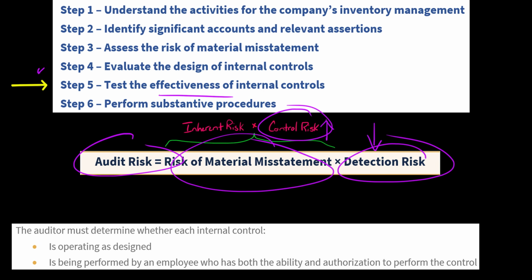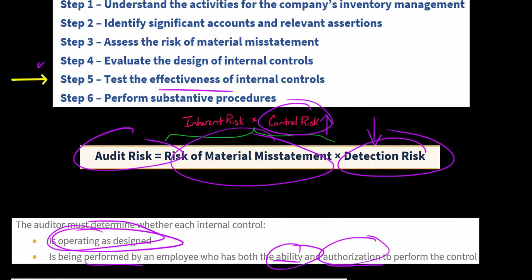Now, remember, the auditor needs to determine whether each control is operating as designed and being performed by someone who has the ability and authorization to actually perform that control. So just because a company says, look, we have this procedure, we have this internal control in place, that doesn't mean that it's effective. Effective means you have this internal control, but it's being operated by someone who knows how to operate it, and they're authorized to operate it. So that's an effective internal control.